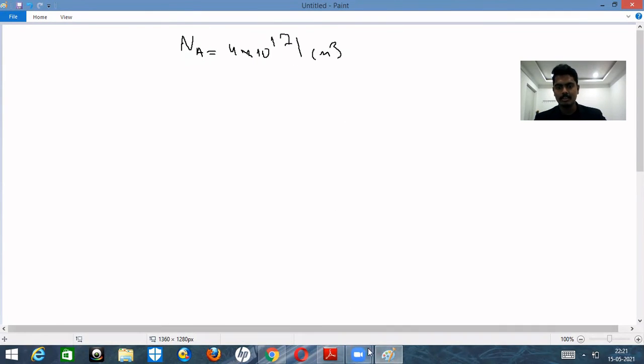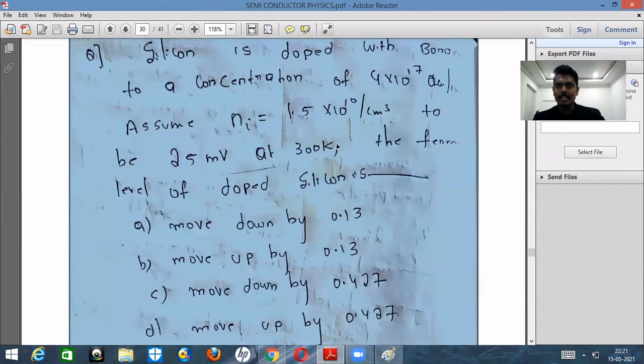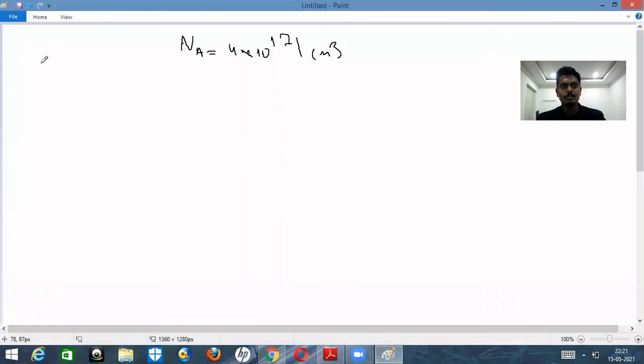This is already given. Now, assume ni is equal to 1.5 into 10 power 10 and VT is 25 millivolts at 300 Kelvin. Okay, so that is nothing but, we already know, the thermal voltage, right? So the Fermi level of the doped silicon will be, okay, where does it move? Observe carefully here. They are asking about move up or move down. What is the meaning of that? Initially we have an intrinsic semiconductor, that is silicon.